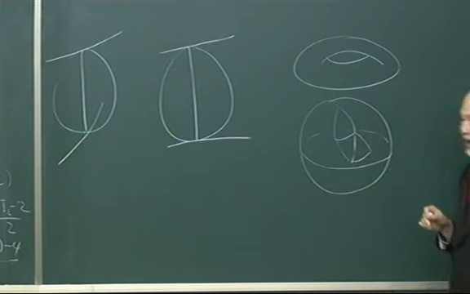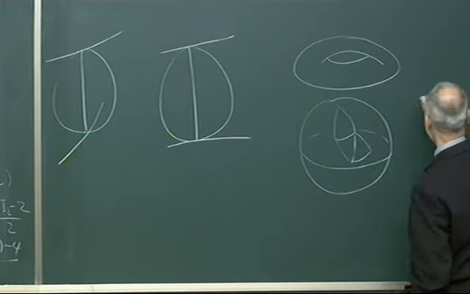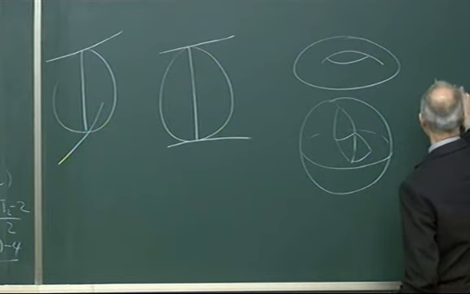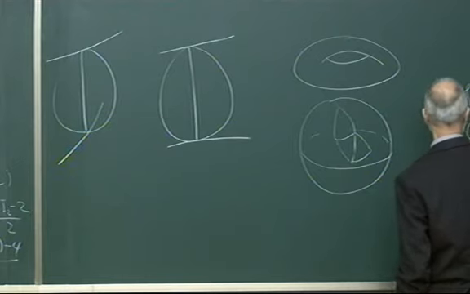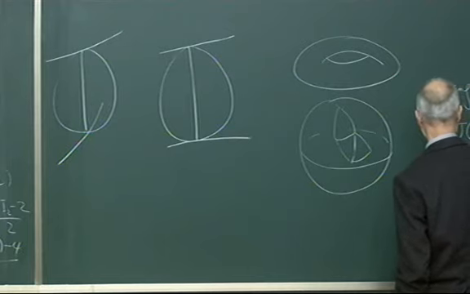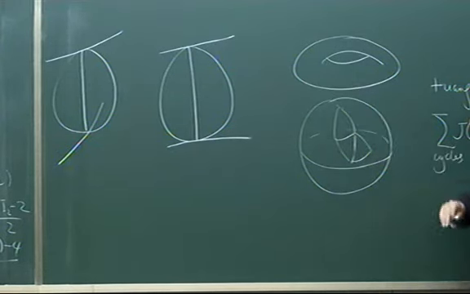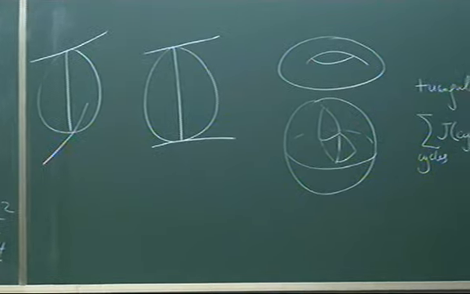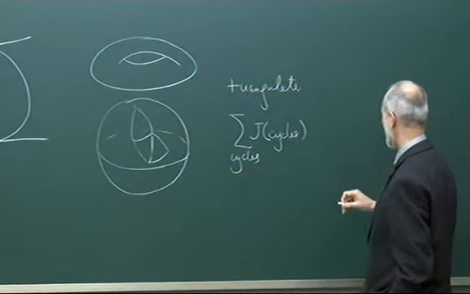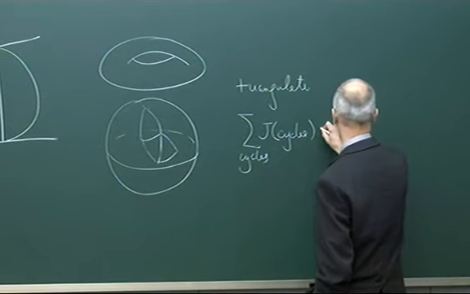Now it's possible then to triangulate. I can form the sum of the index of all the cycles. And here's where the global properties of the surface enter into the picture. So let's see if I can do this count correctly.